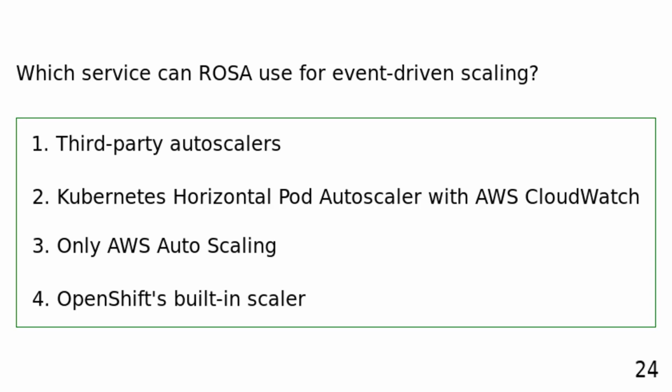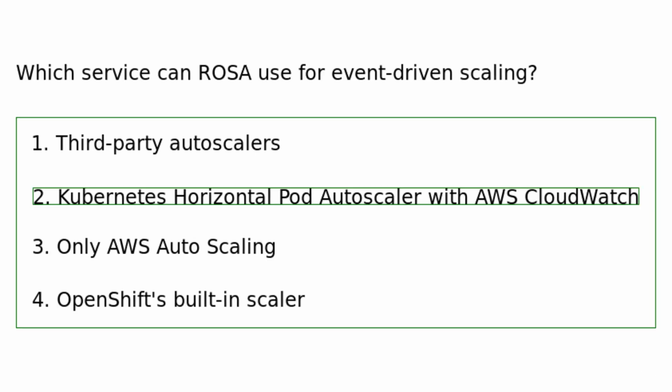Which service can ROSA use for event-driven scaling? Third-party autoscalers. Kubernetes horizontal pod autoscaler with AWS CloudWatch. Only AWS auto-scaling. OpenShift's built-in scaler. ROSA can use Kubernetes horizontal pod autoscaler with AWS CloudWatch metrics for event-driven scaling.